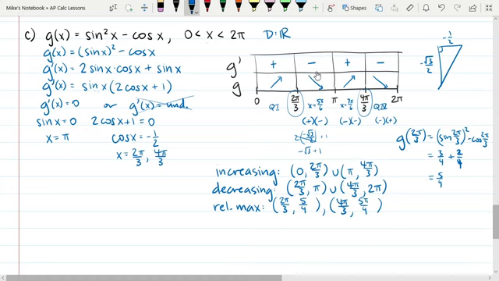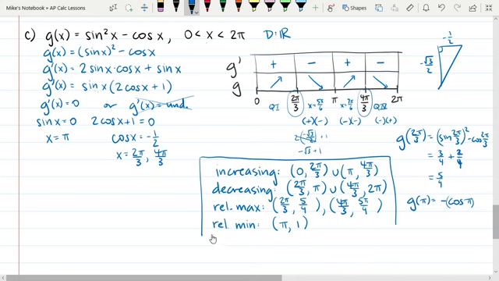And then we do have g prime changing from negative to positive at pi. So we do have a relative minimum when x is pi. So g of pi, well, sine of pi, remember, is 0. 0 squared is still 0. Minus the cosine of pi. Now, cosine of pi is negative 1, but we're taking the opposite of that, and we just get positive 1. All right, and so that's how we use the first derivative test.